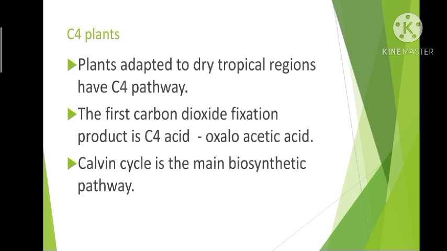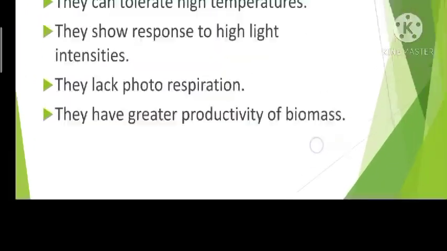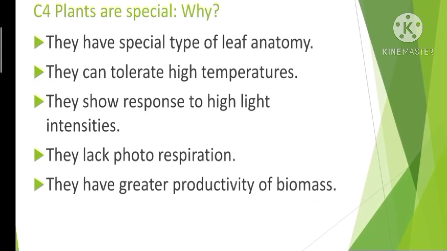Plants like sugarcane, maize, sorghum, euphorbia are C4 plants. Even though they follow C4 pathway, the main biosynthetic pathway by which they prepare their food is C3 pathway or the Calvin cycle. Okay. Now, what is special about the C4 plants? Why the C4 plants are special? They are having a special type of leaf anatomy, that is Kranz anatomy.